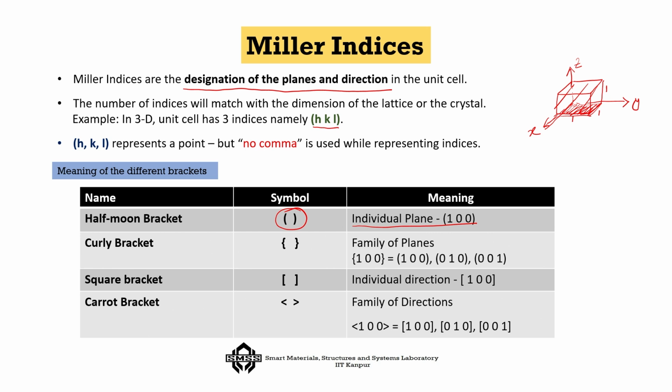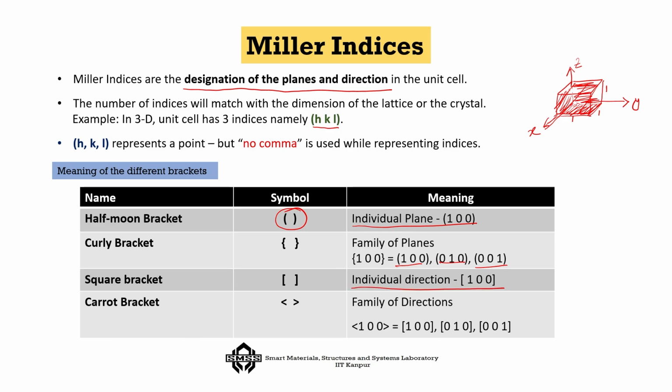But if it is a curly bracket, then that would mean a family of planes. That is, 1 0 0 in curly brackets means it can be 1 0 0, 0 1 0, 0 0 1. That means it can be this plane, this plane as well as this plane. So, all the 3 planes. That is what the curly bracket stands for, a family of planes. If I use a square bracket, then that would mean an individual direction.